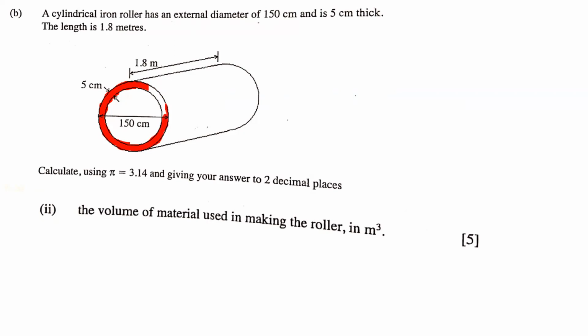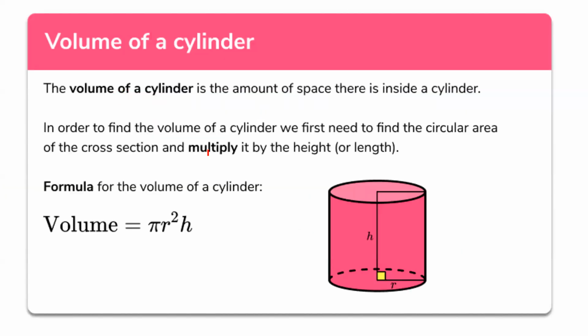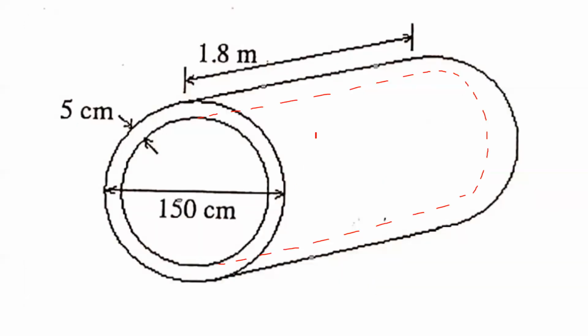That's what we want to find, the volume of this cylinder, this portion here. So to find the volume of that particular cylinder, it's very important to note that the volume of a cylinder is pi r squared times h, where r is the radius and h is the height. Now, if we look at it, this is basically a cylinder within a cylinder.